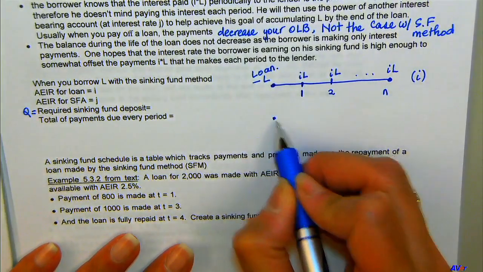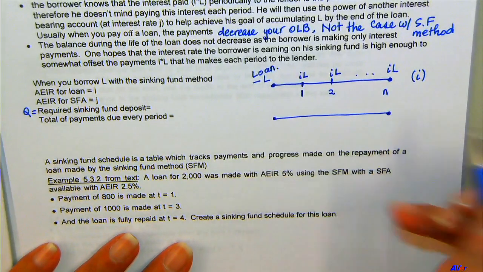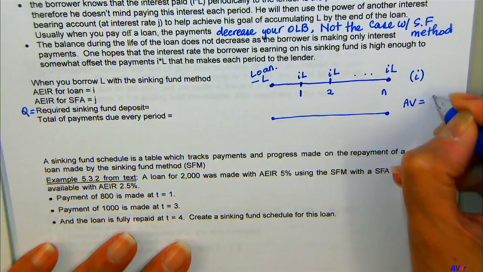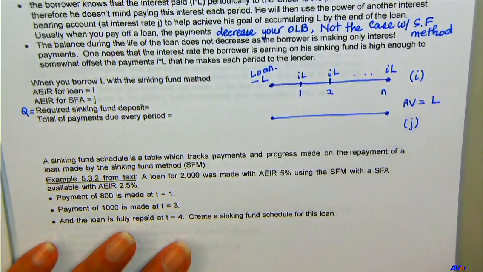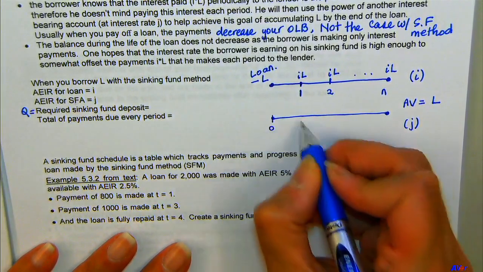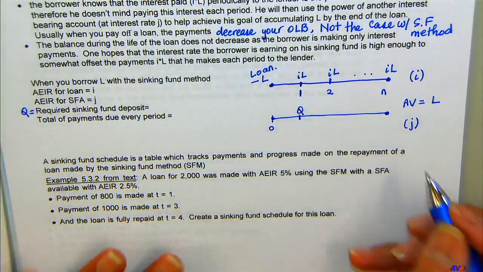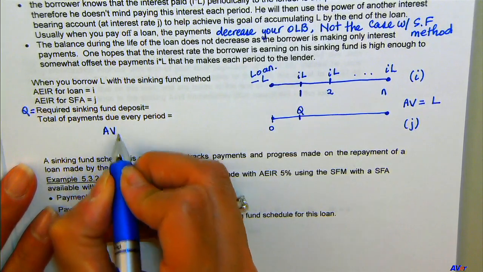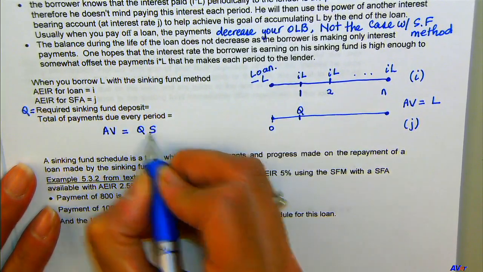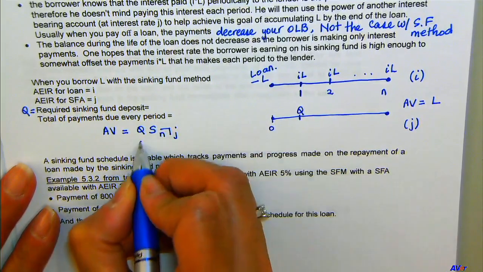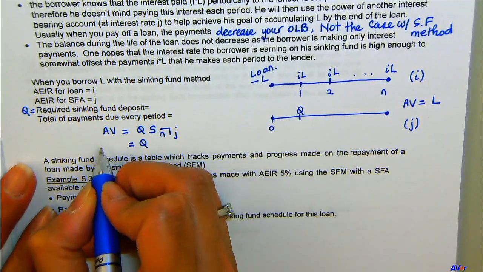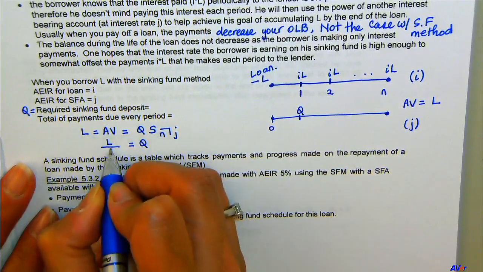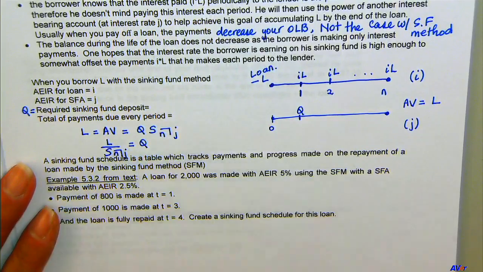And then here's the sinking fund account, where the accumulated value of this account has to be L. And this is occurring at interest rate J, and therefore each payment will be Q. And so I'm going to set up an equation that says accumulated value is equal to Q s angle N J. And therefore Q is equal to accumulated value, which is the loan amount, divided by s angle N J. Does this make sense to you?